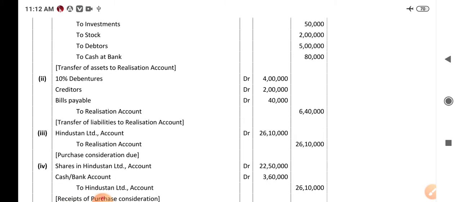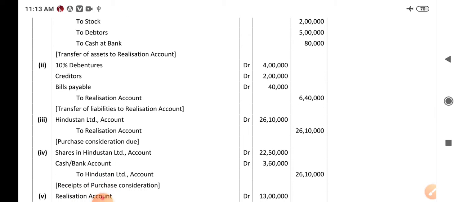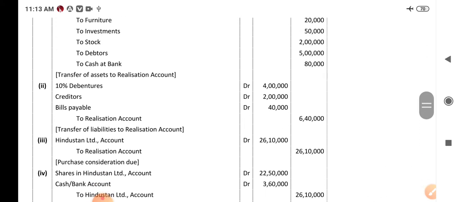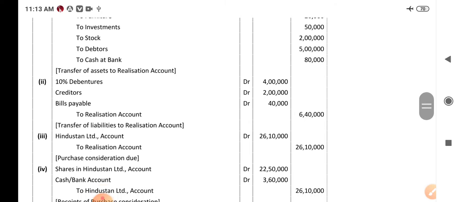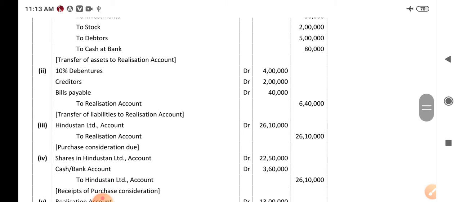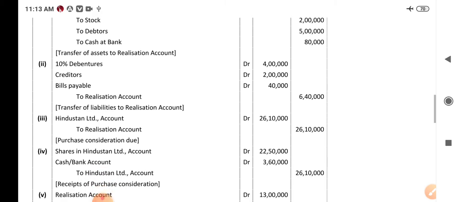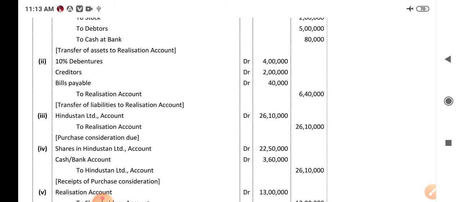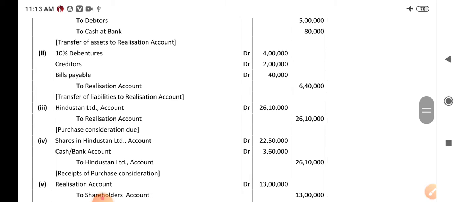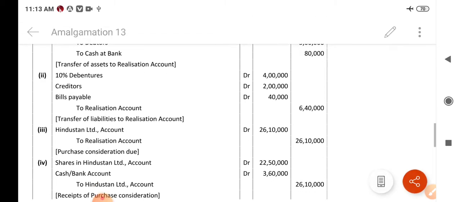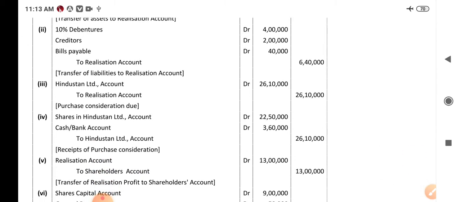Next we have to transfer the various liabilities which are taken over. Be careful, we will transfer only those liabilities that are taken over. So what are the liabilities taken over? They have taken over only debentures, creditors and bills payable. So we have one more external liability, staff provident fund. So it is not taken over. Okay, staff provident fund, it is not taken over, hence we will not transfer it to realization account. Okay, so total liabilities transferred to realization is 6,40,000.